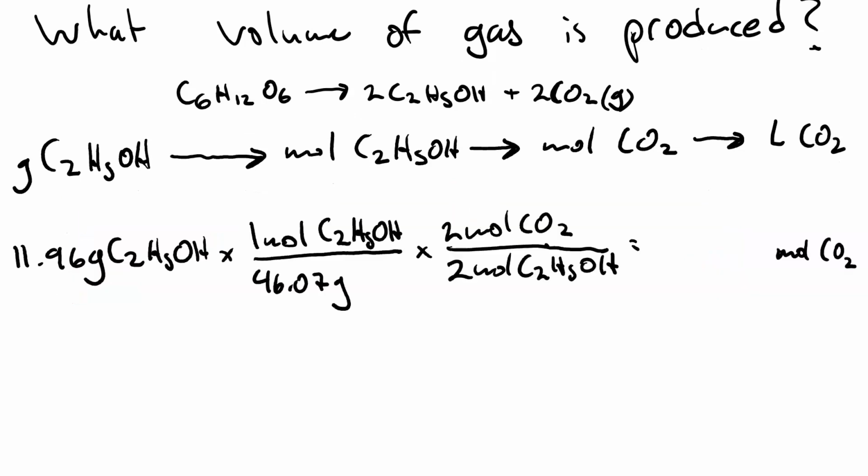So I've got 11.96 grams of C2H5OH, that was my given. I divide by 46.07 grams per mole. Grams of C2H5OH cancels. I now use the mole ratio. I produce 2 moles of CO2 for every 2 moles of C2H5OH. So moles of C2H5OH cancels, and now I have moles of CO2. And the calculator says 0.2596.